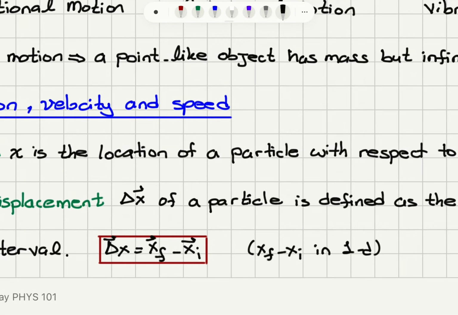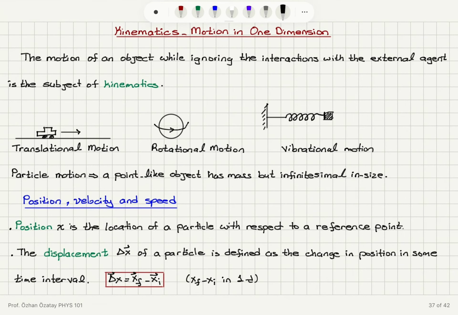So if we denote the position of the particle with respect to a reference point as x, then we have the initial position xi and final position xf, and we can show these as vectors, and the change in the position of the particle from x initial to x final gives us the displacement vector delta x. Now, we don't actually need to use these vector signs for these quantities in one dimension, because the sign of the quantities takes into account the direction. It's either in the positive direction or negative direction.